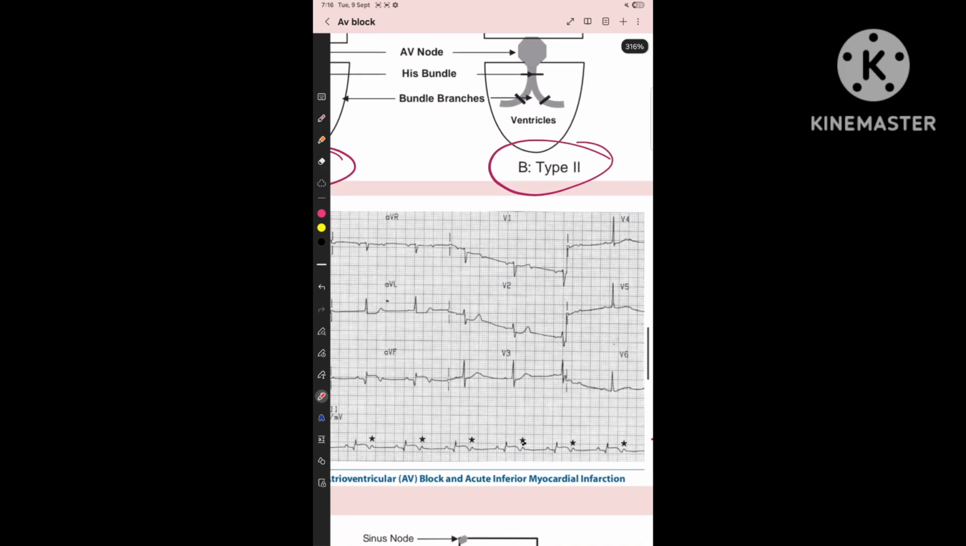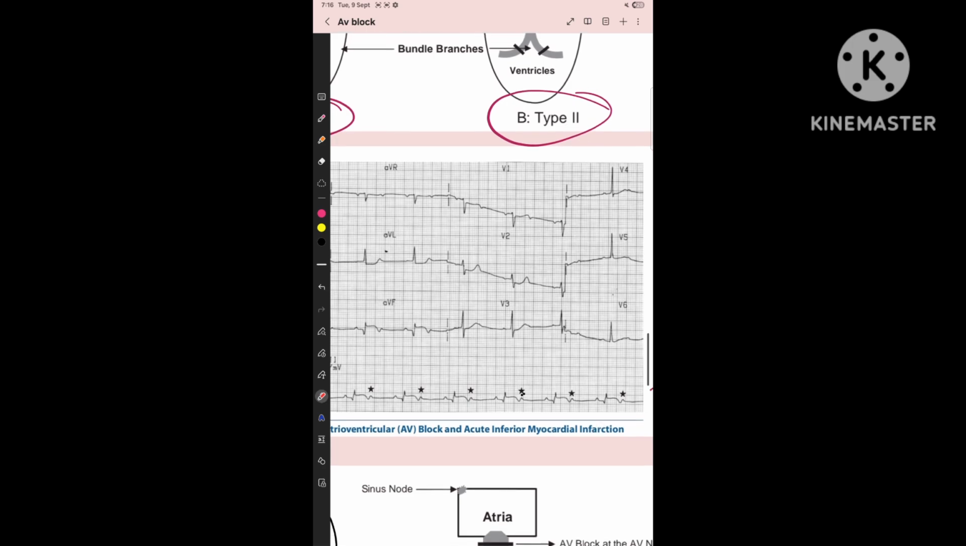Now coming to this ECG, let's study. One P wave is conducted, one is not. One is conducted, one is not. Can we call it a second degree AV block? Because we have studied that to call it a second degree AV block, 2 or more P waves should be conducted. So that rule is not being met here. So this is not the classical second degree AV block.